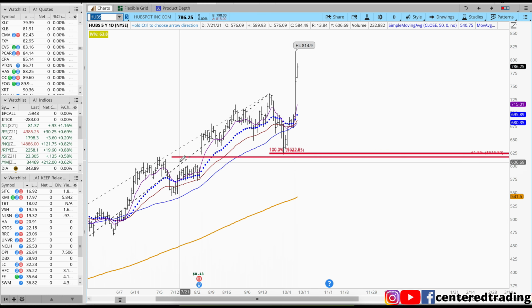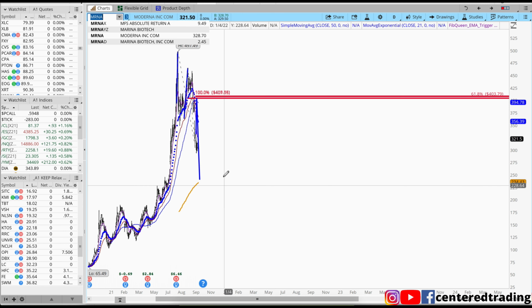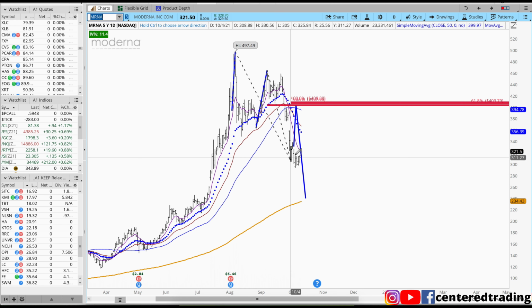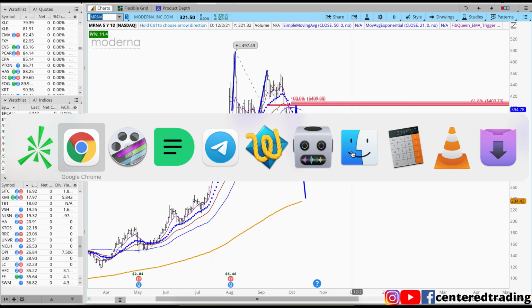Okay, and then we have mRNA. This one I was looking for a retracement back into some symmetry resistance areas. It has not gotten there, so there's nothing to do on this chart.